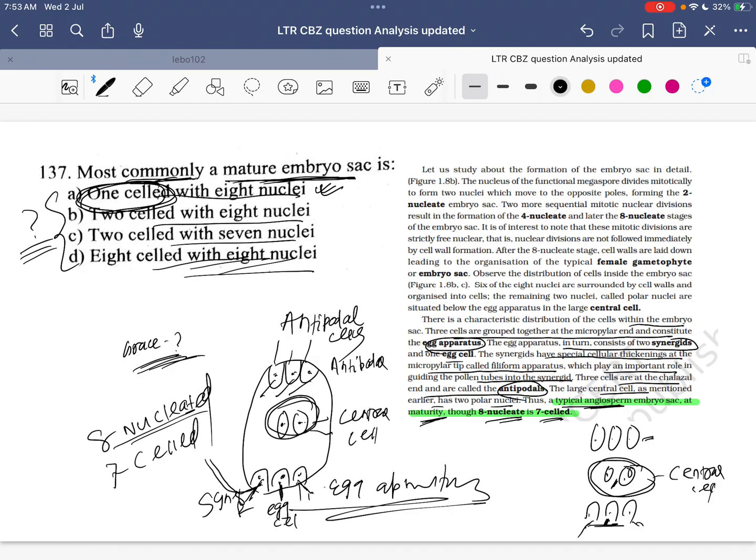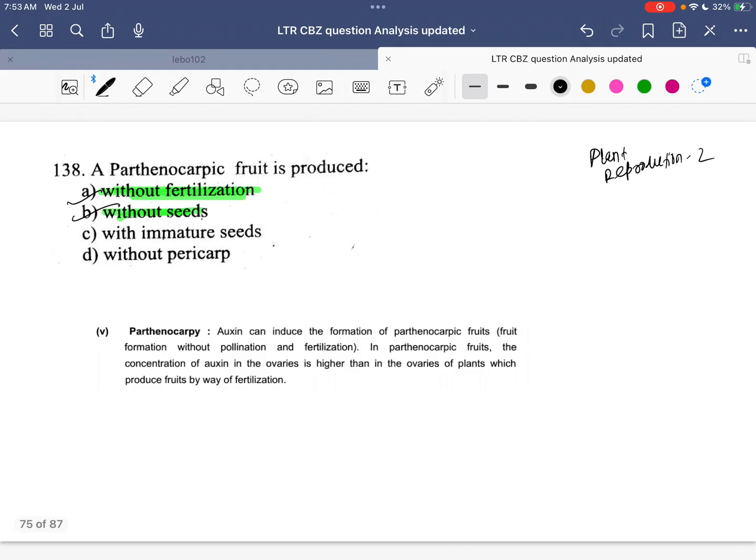The synergids have a finger-like structure, the filiform apparatus. With the help of this structure, synergids absorb food from the nucellus and transfer it into the embryo sac. The filiform apparatus also secretes chemicals which attract and guide the pollen tube to the synergid. So I don't think there will be any other option except 7 cells and 8 nuclei. I don't know how it is given; I think it's a wrong question and grace marks should be given.